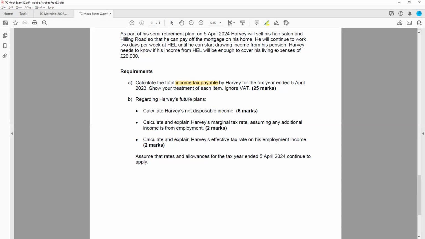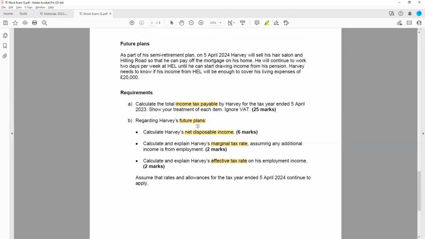So then for the next part, we've got regarding Harvey's future plans, calculate Harvey's net disposable income, calculate and explain Harvey's marginal tax rate, assuming any additional income is from employment, calculate and explain Harvey's effective tax rate on his employment income, and then assume that rates and allowances continue.